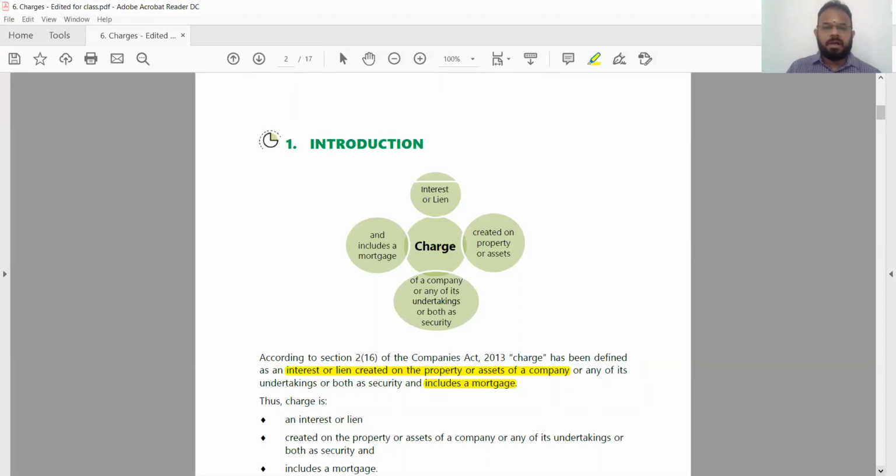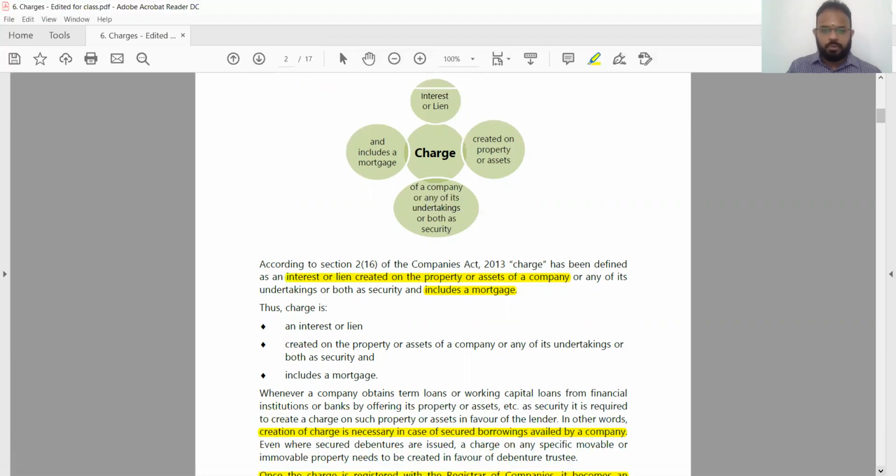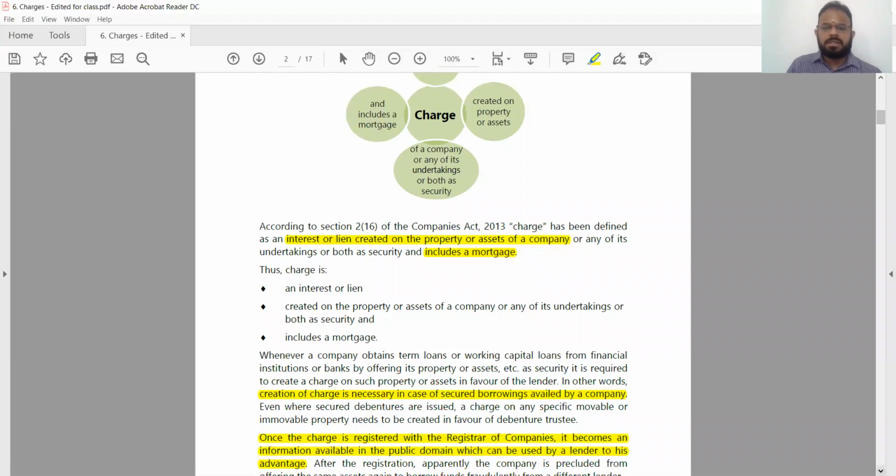In that only they have defined what a mortgage is, and the transfer of interest in an immovable property becomes your mortgage. With this, we can understand that it is an interest or lien created on property or assets of the company or any of its undertakings, or with the security, and includes a mortgage, which is for your immovable property. Now the charge can be created inside India or outside India accordingly. That's what I have underlined or marked: interest or lien created on property or assets of the company includes a mortgage.